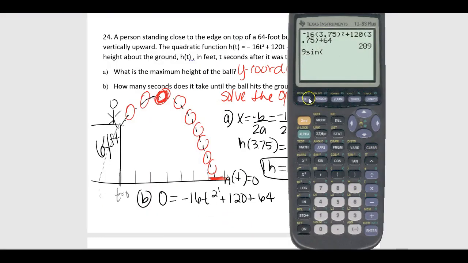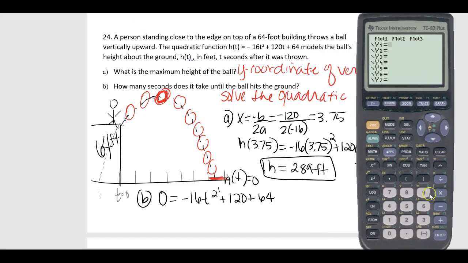Okay, so how can I do that? Let's go back to y equals. Let's put our function in there. So I have negative 16 t squared. I'm just going to use x because it doesn't matter what variable we use, plus 120t, we'll put x, plus 64. Graph. Okay, so let's do zoom fit so we can see this better.